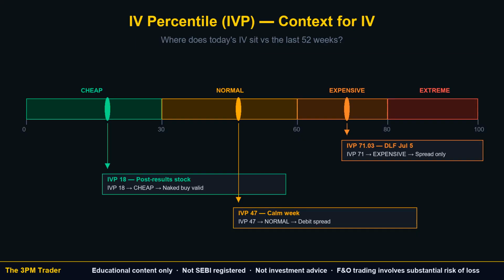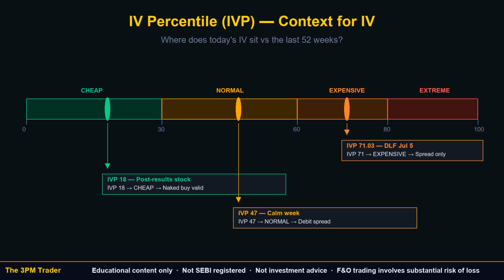Now, IVP, IV percentile. IV changes every single day. Yesterday, DLF IV was 30. Today, it is 45. Is 45 high or low for DLF? You cannot answer that without context. A number without context is meaningless. IVP gives you the context. It answers one question: where does today's IV sit relative to every trading day in the last 52 weeks?